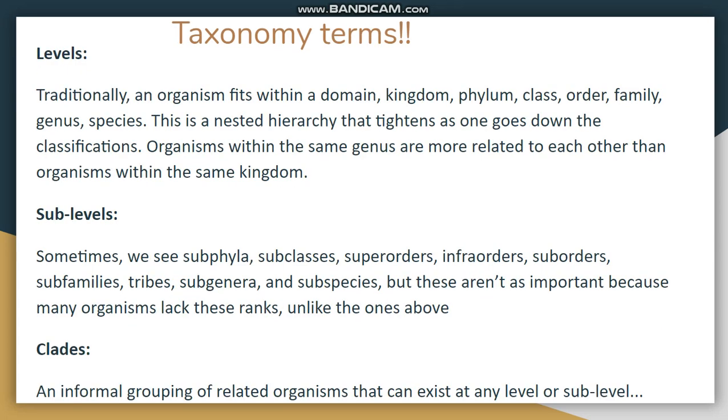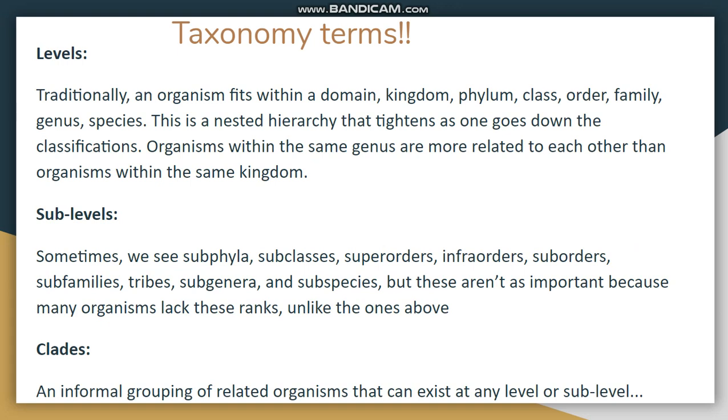So we are going to concern ourselves with the levels of taxonomy at which some of these groups fit. So it goes from domain, which is going to either be prokarya, eukarya, or archaea. Now, we're not going to worry about the prokarya or the archaea because all of our organisms are going to be plants, which are eukaryotes. This has to do with the cell type.